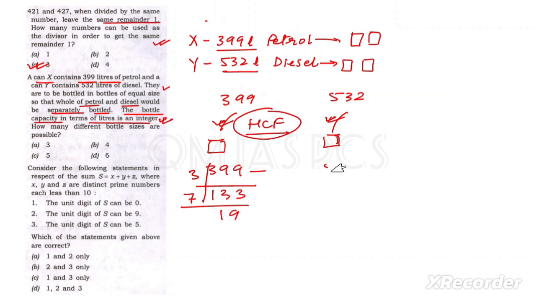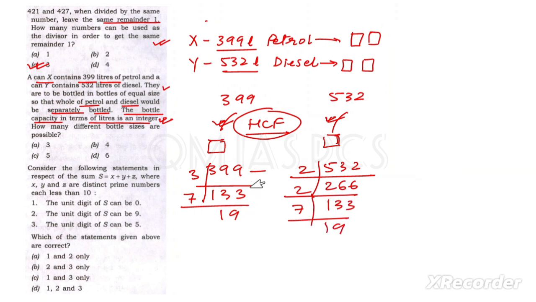For 532 we will write 2, it will be 266. Then 2, it will be 133. Then 7, it will be 19. So for 399, what are the factors here? Factors are 3, then 3 multiplied by 7, that is also a factor, that is 21. Then 7 multiplied by 19, then 3 multiplied by 19, then all together 3, 7, 19, that is 399 altogether. So these are the factors of 399.